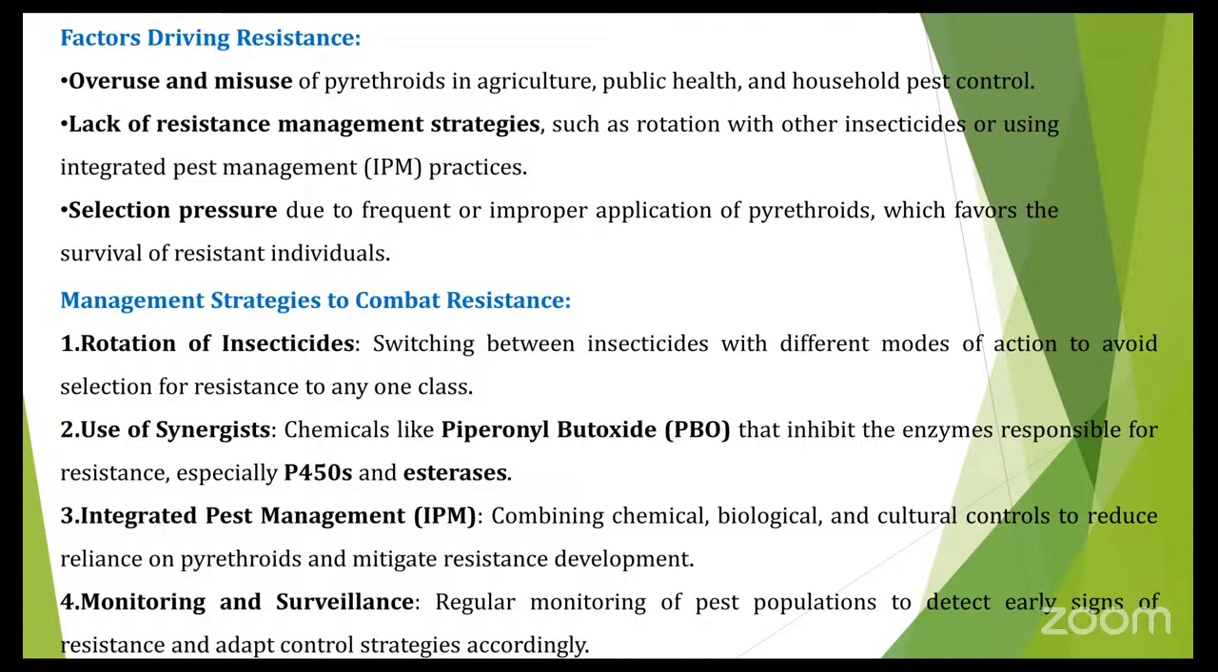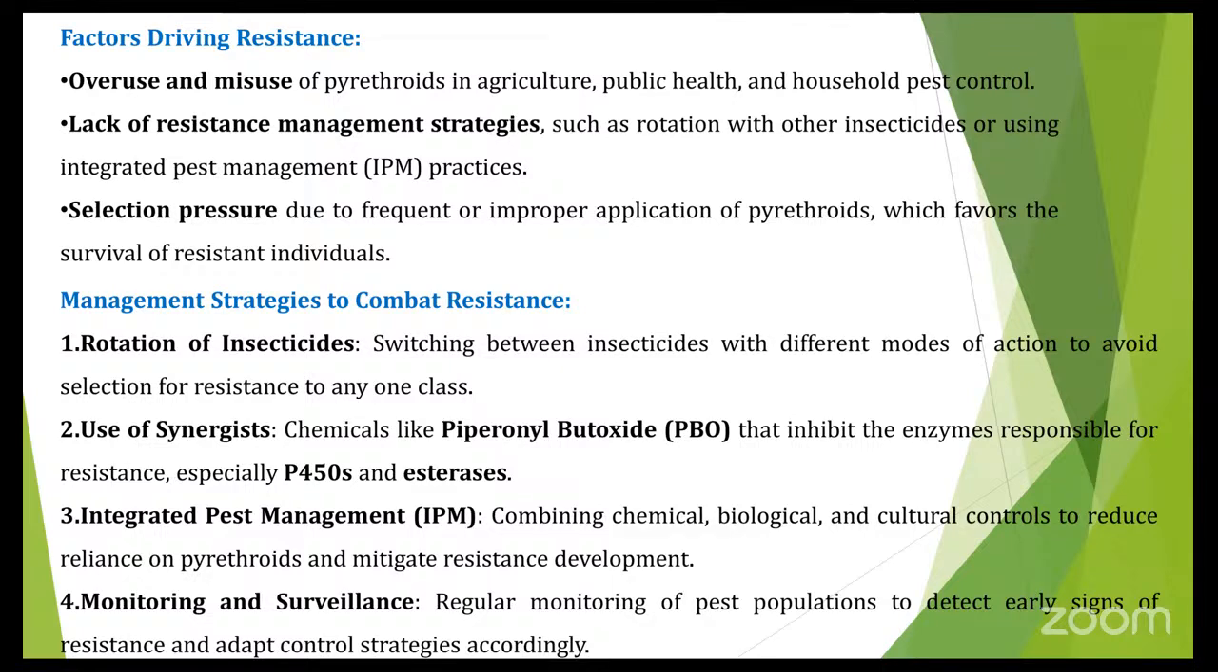You have to follow certain strategies to keep insects from becoming resistant, such as rotation with other insecticides. Instead of using one insecticide constantly and consecutively, you have to rotate with other insecticides, or use integrated pest management practices as well. And there is selection pressure due to frequent or improper application of pyrethroids, which favors the survival of resistant individuals.